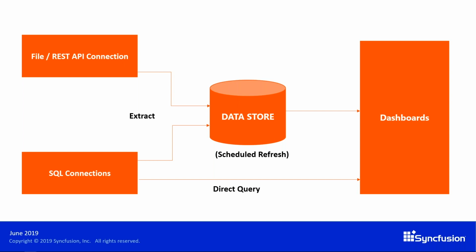In the case of file or REST API connections, what we do is we extract all the data from the source and move it into the data store that is available within the application. This is necessary for us to do some complex operations such as sorting, filtering, creating custom expressions, and many more. We do all these kinds of data processing from the data store. You can create a scheduled refresh for a time interval so that you always have the latest data within the data store, and from there, you always display the latest data in your dashboard.